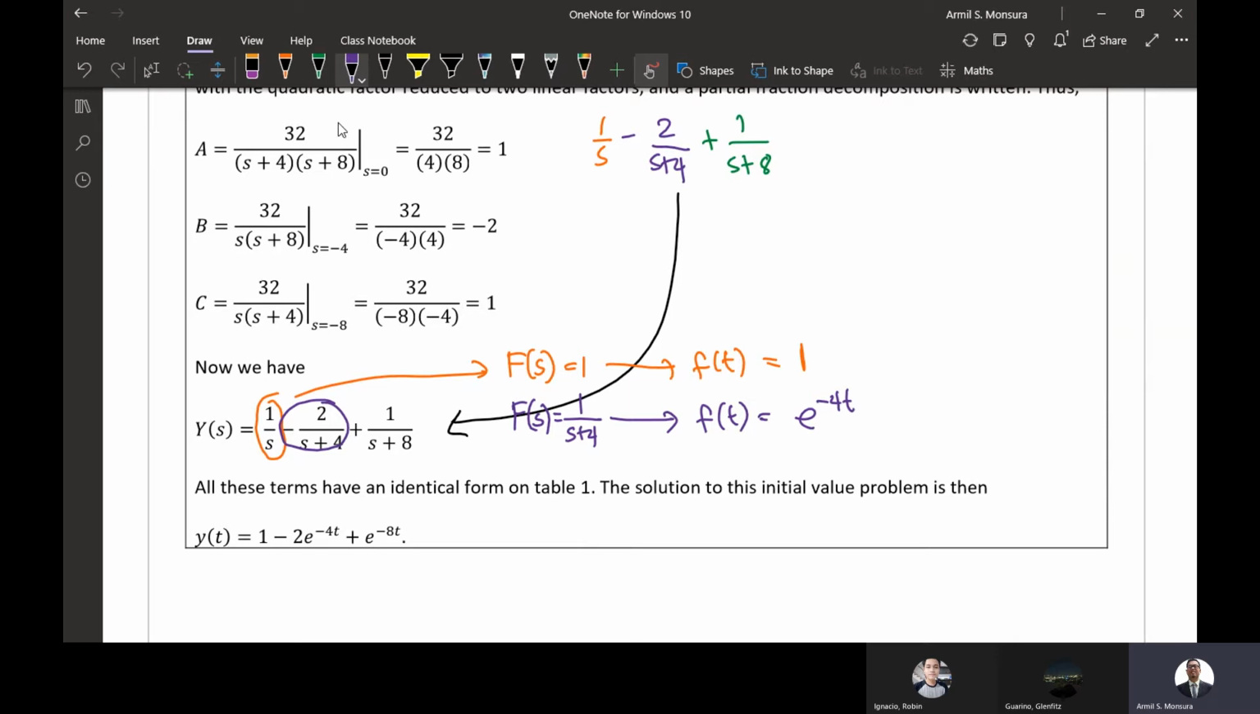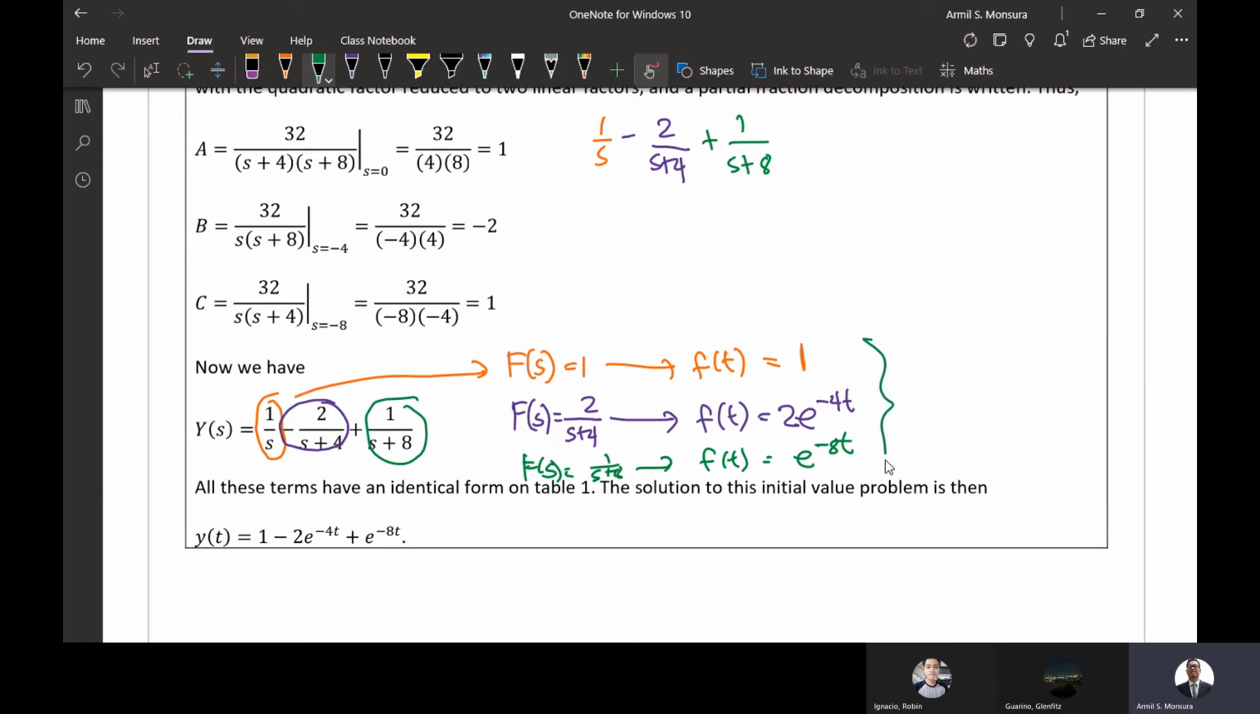Okay? Pero kung 2 ito, if this is 2, okay, then ito, magkakaroon din ng factor 2 kasi ilalabas nyo ito bago nyo yung inverse. So, ito yung lalabas dun. Okay, and then finally, ito, F of s equals 1 over s plus 8. So, ang f of t natin dyan is, again, e raised to negative 8t. Okay, so lahat ng ito nandun sa table 1. Okay, hanapin na lang natin.